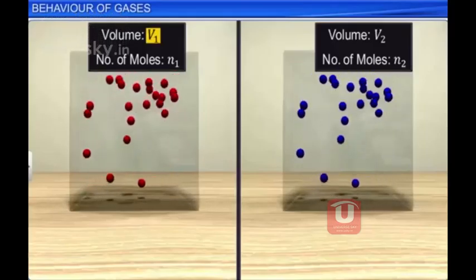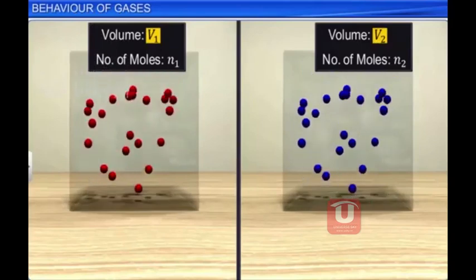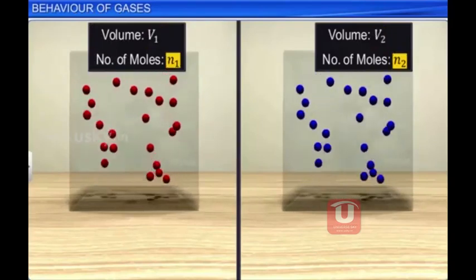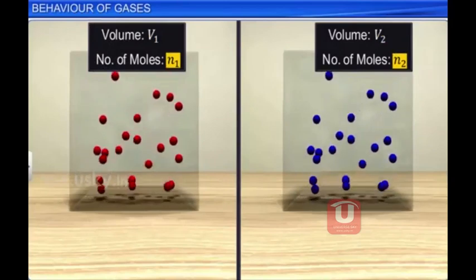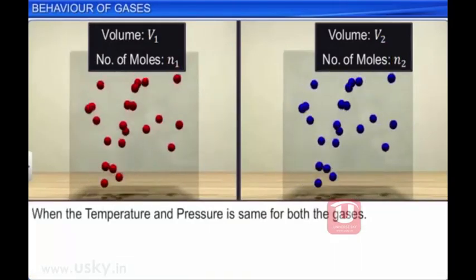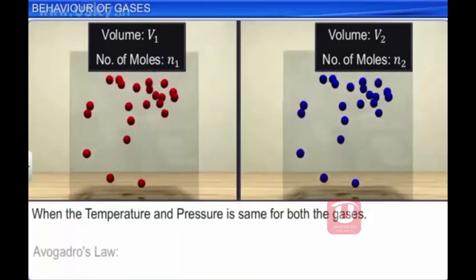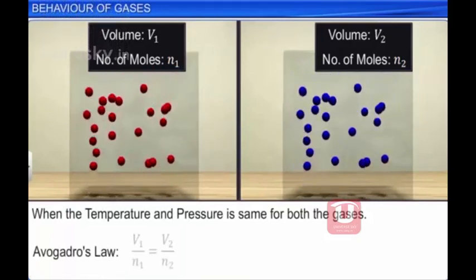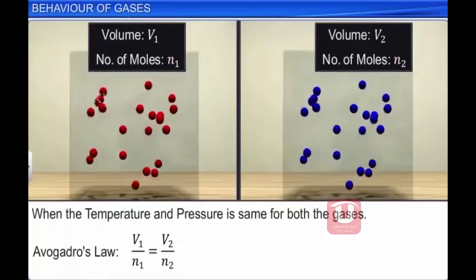Let V1 and V2 be the volumes of a gas and n1 and n2 be the number of moles of the gas. If they are at the same pressure and temperature, according to Avogadro's law, V1 by n1 is equal to V2 by n2.